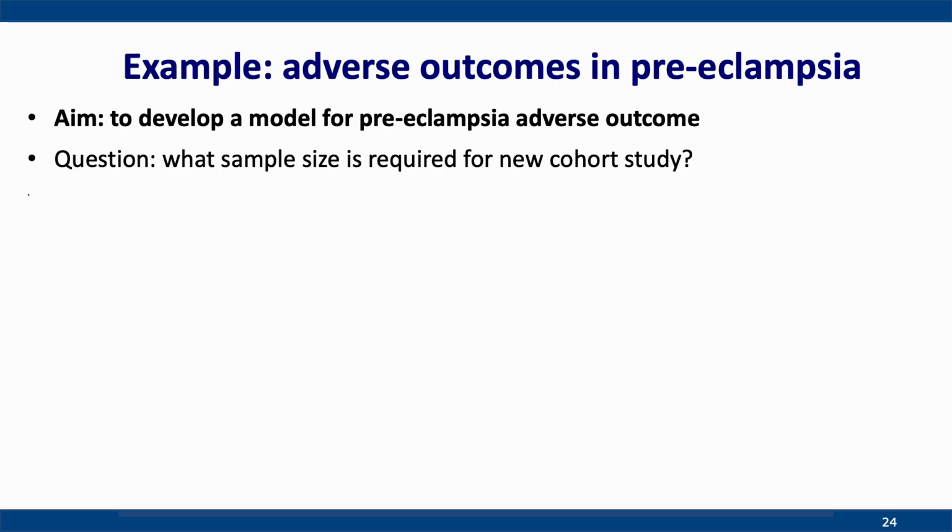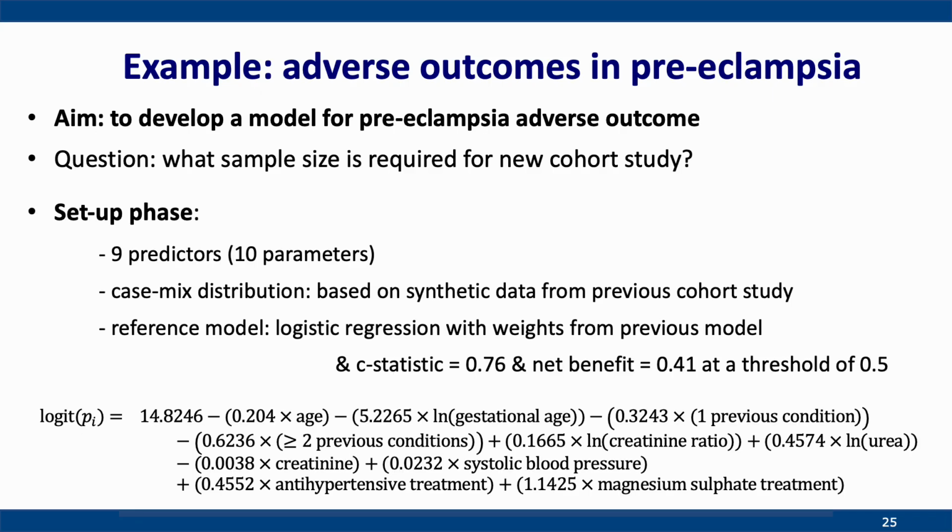Okay, let's have a look at an example. The aim here is to develop a model for preeclampsia outcome prediction. And the question is, I'm going to develop a new cohort study to develop a model, what sample size is required? In the setup phase, I'm going to think about 10 predictor parameters based on 9 predictors. I've got synthetic data from a previous cohort study, which is telling me the case mix distribution. So of those 9 predictors, I've got synthetic data that tells me about their joint distribution. And I'm going to specify a reference model, which is a logistic regression equation with weights based on a previous model in the field, which I've extracted from the literature.